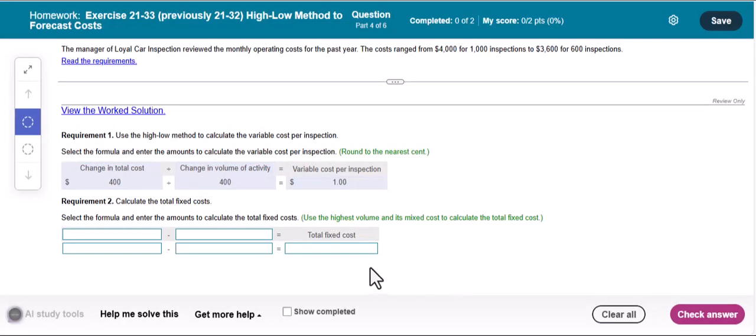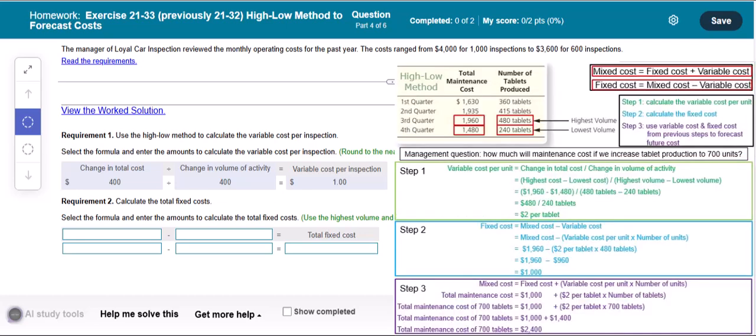Alright, so then requirement 2, calculate the total fixed costs. Select the formula and enter the amounts to calculate the total fixed costs. Use the highest volume and its mixed cost to calculate the total fixed cost. The way we did that in the slides is listed down here in step 2. Fixed costs equals mixed costs minus variable costs. So well, how do we get there?